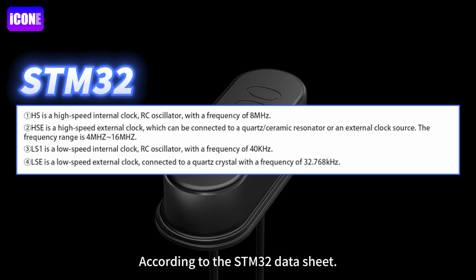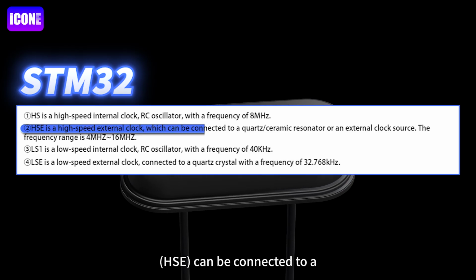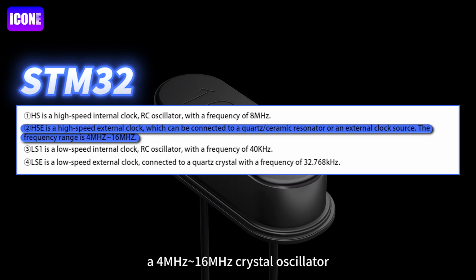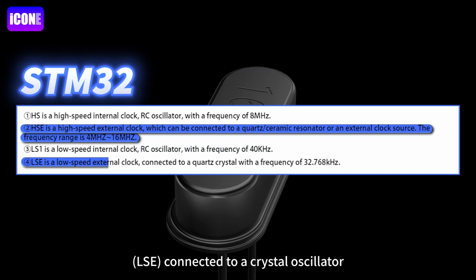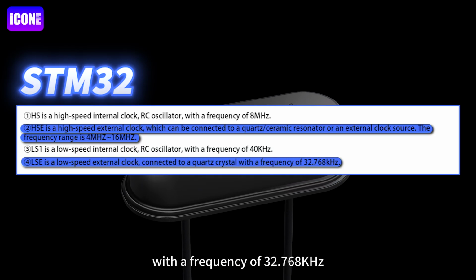According to the STM32 datasheet, the high-speed external clock, HSE, can be connected to a 4 MHz to 16 MHz crystal oscillator. The low-speed external clock, LSE, is connected to a crystal oscillator with a frequency of 32.768 kHz.